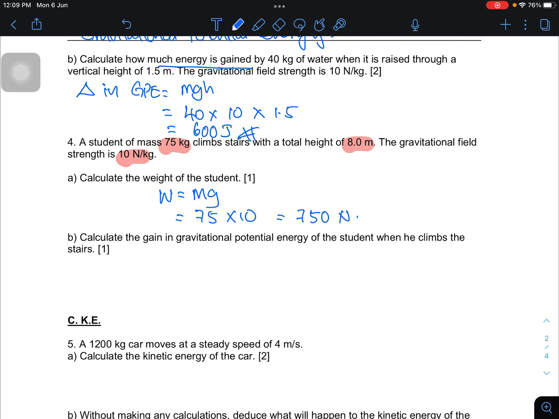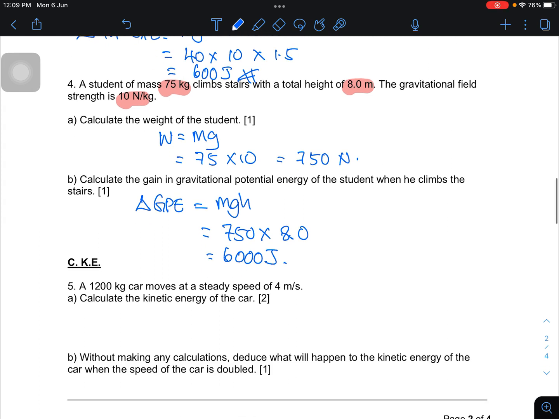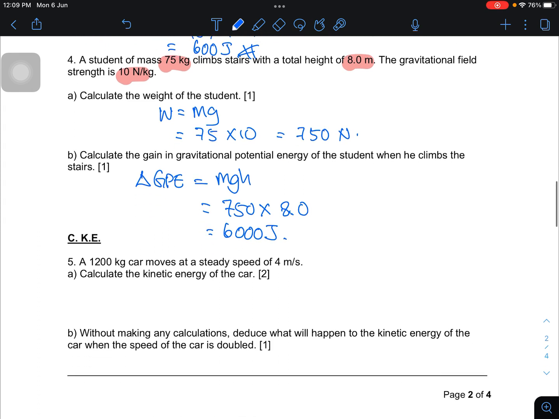Calculate the gain in GPE. So the change in GPE equals mgh. Actually we can straight away use 750, we don't have to go back to 75 times 10 times 8.0. Remember, the question gave you 2 SF accuracy, so you return them with 2 SF accuracy. The answer is 6,000 joule. Of course, in this case, 6,000 already shows more than 2 SF, or it can be 2 as well.